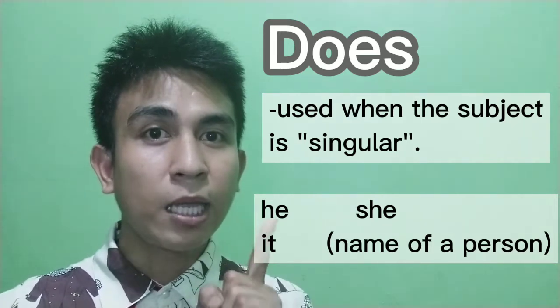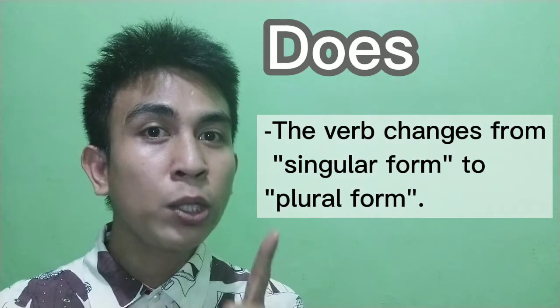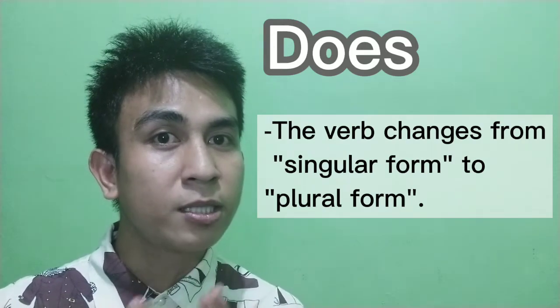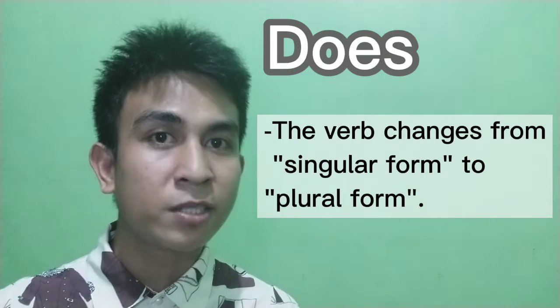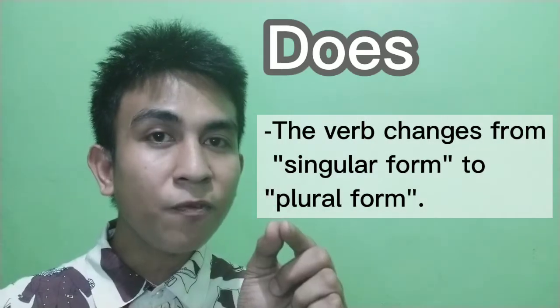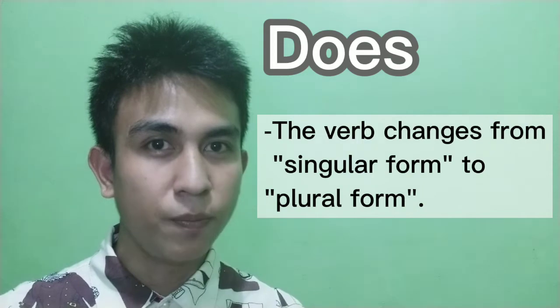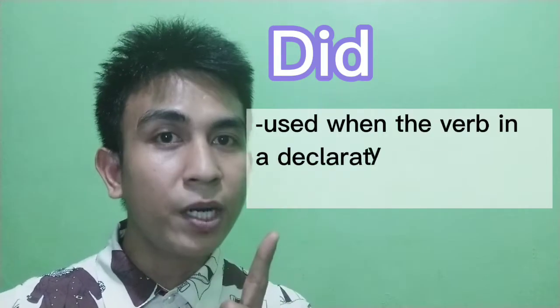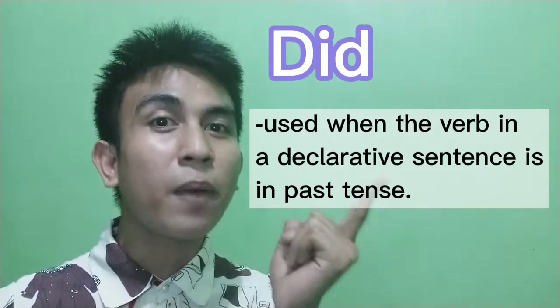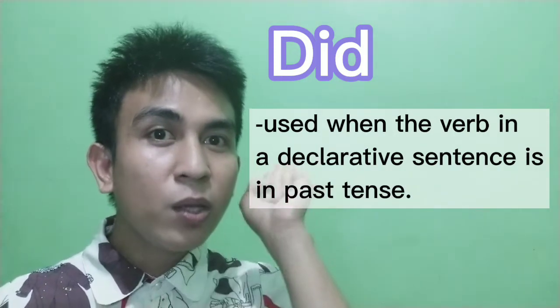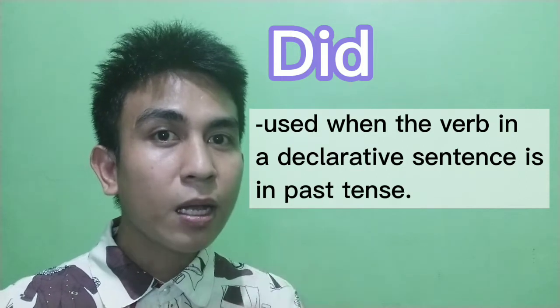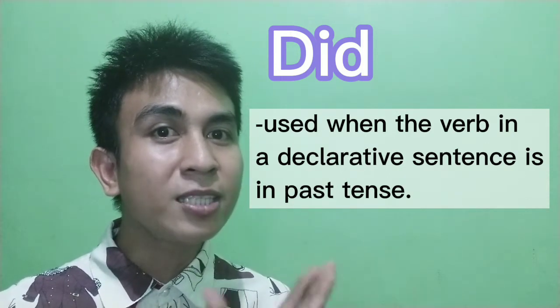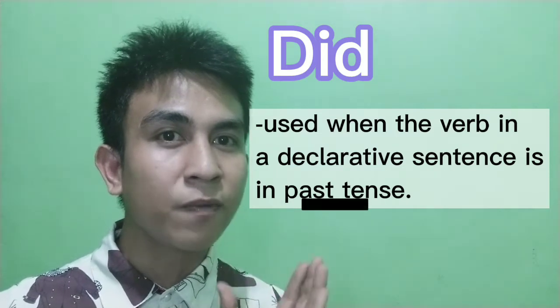Okay, but take note, the verb change when you are using the word does in constructing an interrogative sentence. Yung singular form nagiging plural form. And for the word did, ang kailangan nating tingnan dito ay ang verb, kung nasa past tense ito. Kasi nga, yung do and does, ginagamit yan kapag nasa present tense yung verb mo. Pero ang did, ginagamit yan kapag nasa past tense ang verb mo.